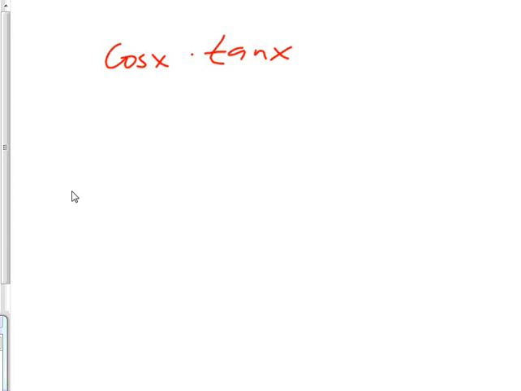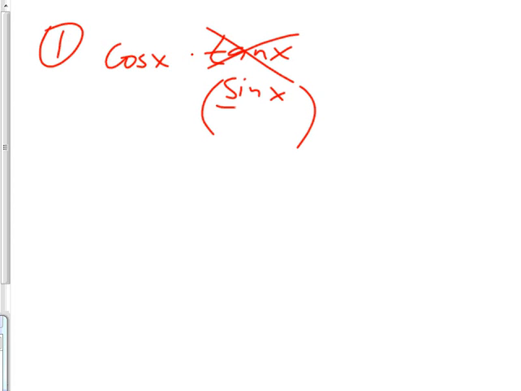Okay, so a few problems from last night's homework that I want to check with you. Number one, it said cosine x, tangent x. Well, first thing you should have noticed is the tangent can be changed out. And what's tangent? Sine over cosine.